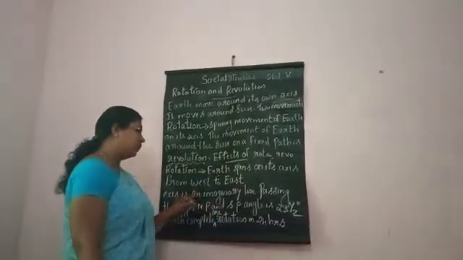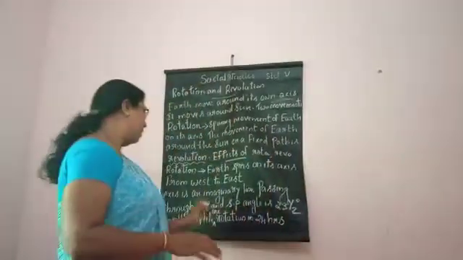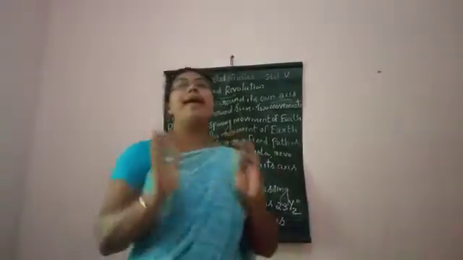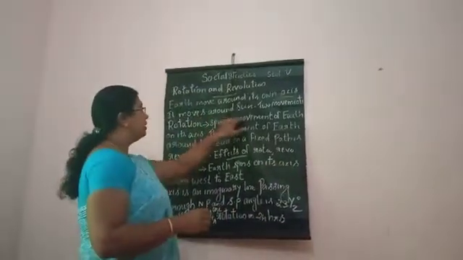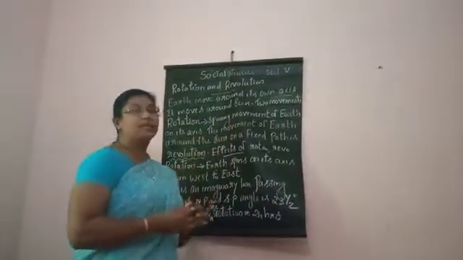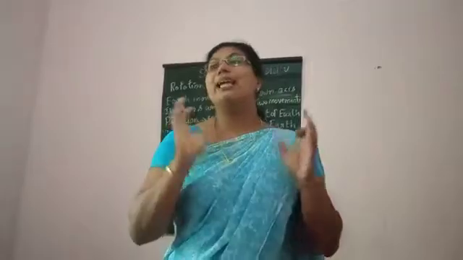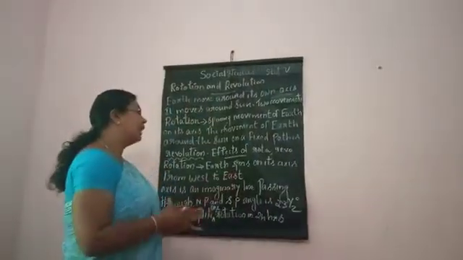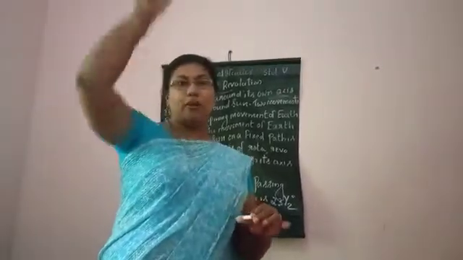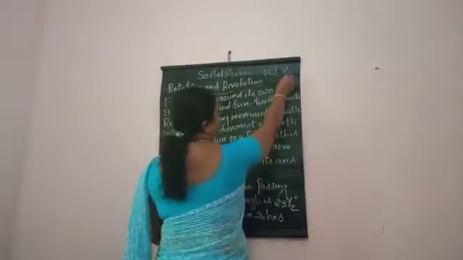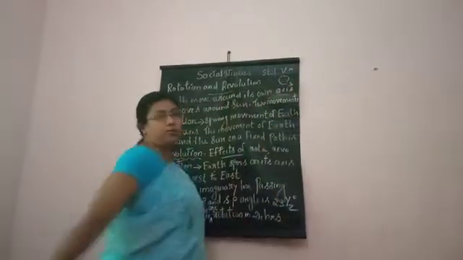Then the second one: the axis is an imaginary line passing through the north pole and south pole. We told you that in the case of rotation, the spinning movement of the earth on its axis is known as rotation, and this axis is an imaginary line. It passes through the north pole and south pole. We know that when we draw a round, this is the north pole and this is the south pole.